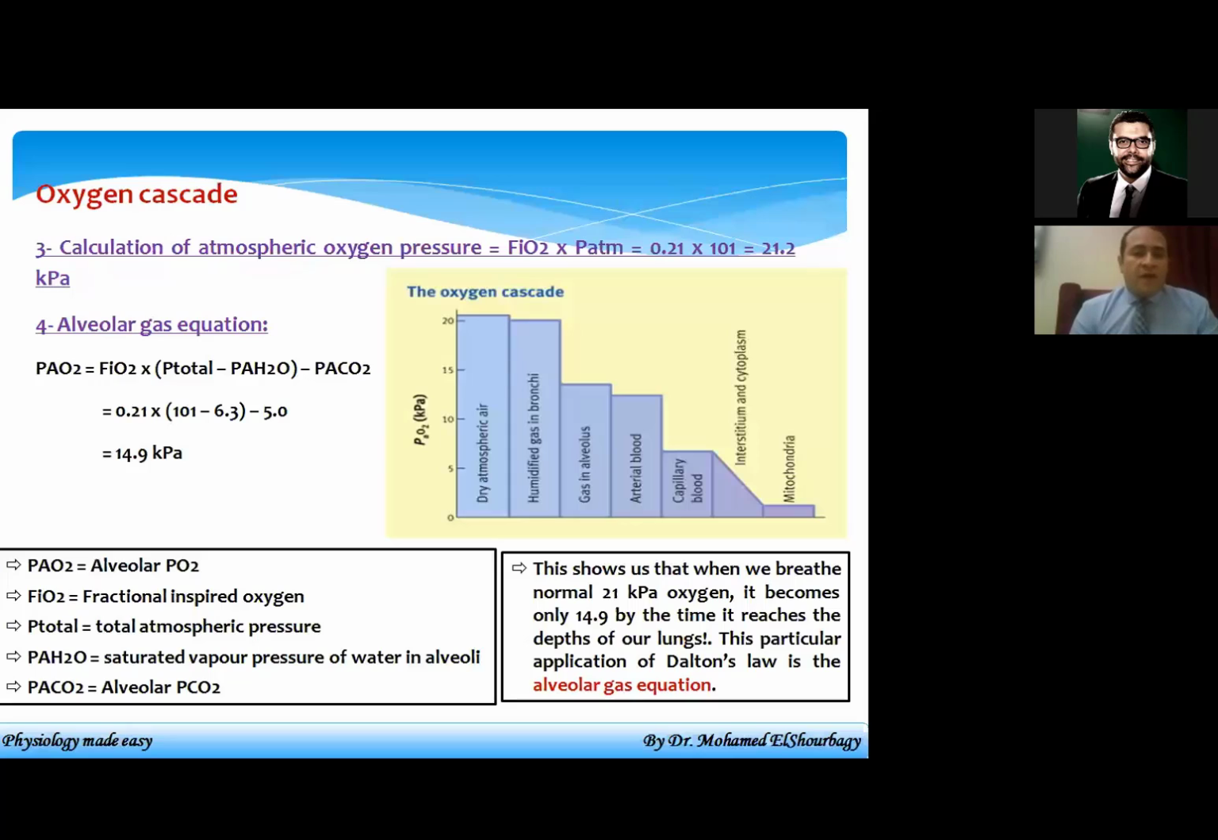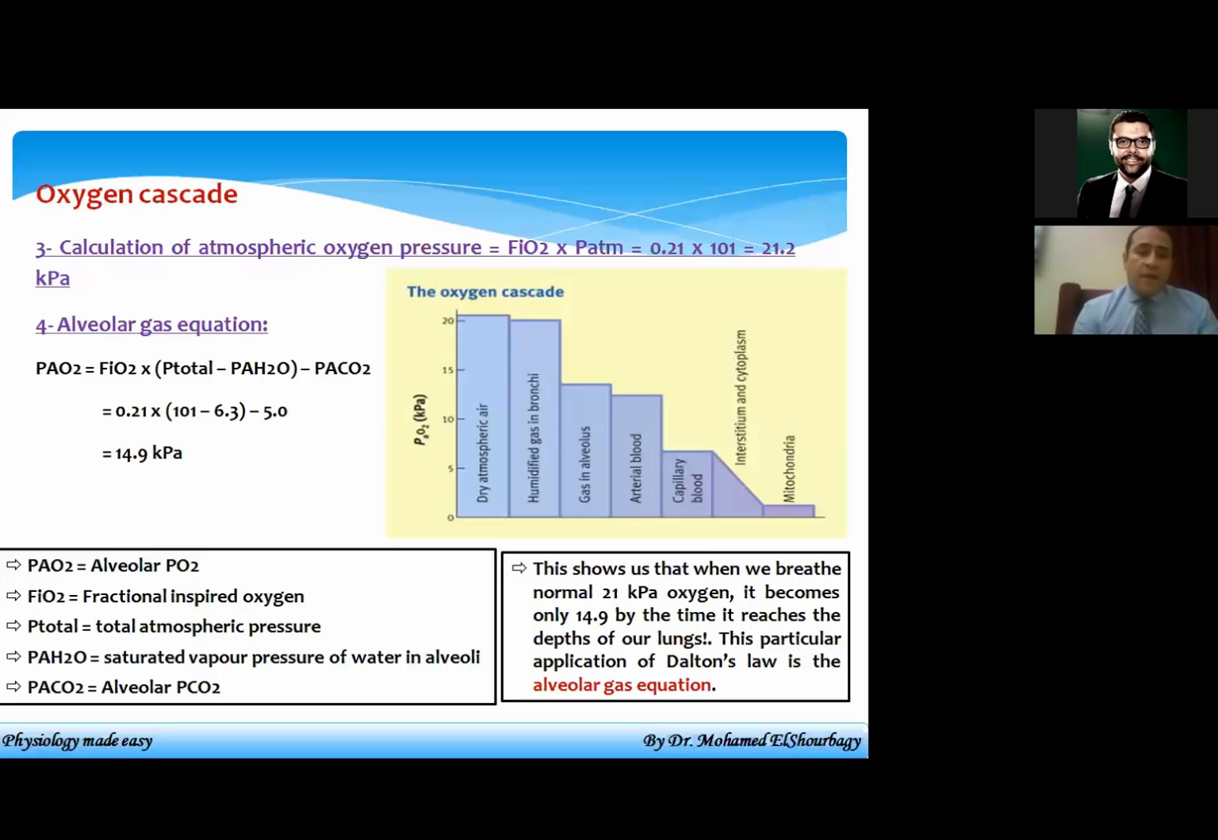So how can we calculate the atmospheric oxygen pressure? We will multiply the inspired oxygen concentration by atmospheric pressure, then 0.21 multiplied by 101 will be equal to 21.2 kilopascal. And the alveolar oxygen concentration will be fractional inspired oxygen multiplied by the difference between the total pressure minus the saturated vapor pressure in the alveoli, then the alveolar CO2 is subtracted. Take care, we can calculate the partial pressure of oxygen using kilopascal units and also millimeters of mercury units in some references.